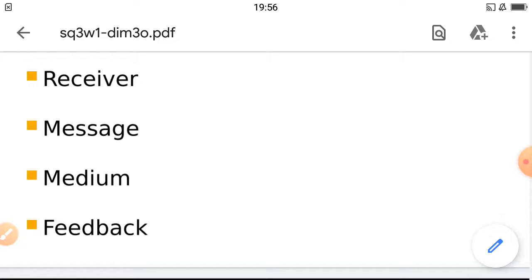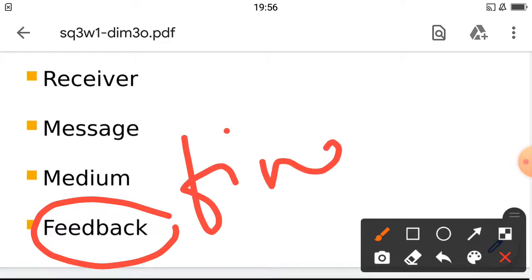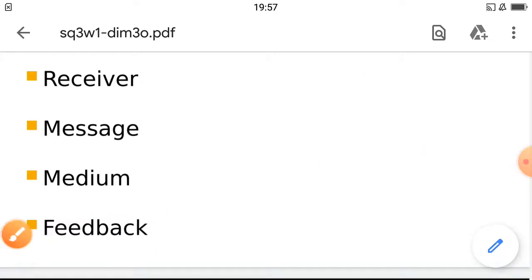And finally, there's the feedback. The communication process reaches its final or end point when the message has been successfully transmitted, received, and understood. Feedback is the process of ensuring that the receiver has understood the accurate meaning of the sender's message, and with this the communication process comes to an end. So feedback is the final or the end point in the communication process. And with this we come to an end as far as the communication process is concerned.